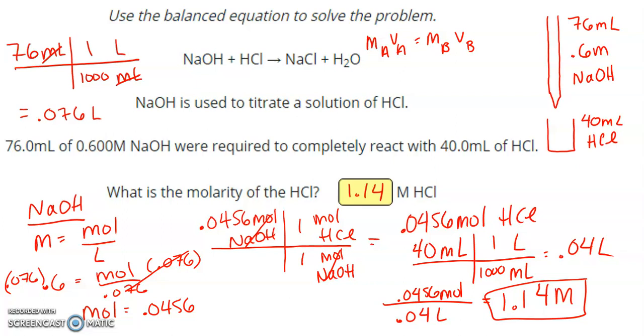So as a refresher, I had my 76 milliliters of 0.6 molar NaOH that reacted with 40 milliliters of HCl. I found out that I had 0.0456 moles of NaOH. I converted that to moles of HCl. I found my liters of HCl. Moles over liters gave me 1.14 molar as the molarity of the acid.